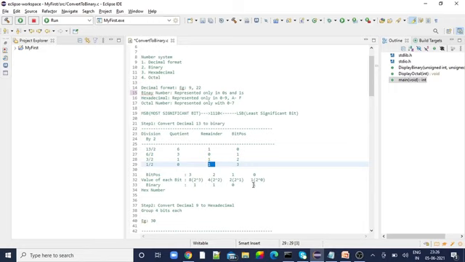Now we convert this back to the decimal format. 2 power 0 is 1, plus 0, plus 1 into 4, and 1 into 8. So we get 8 plus 4 plus 1, which is nothing but 13. Thus we got the decimal number 13. This is how we convert a decimal number to binary format.